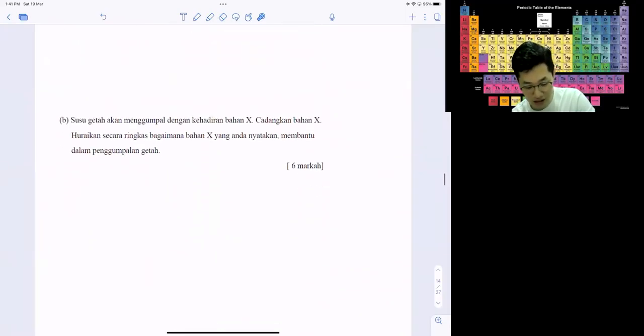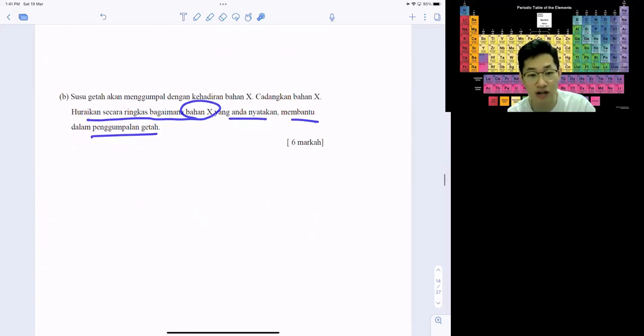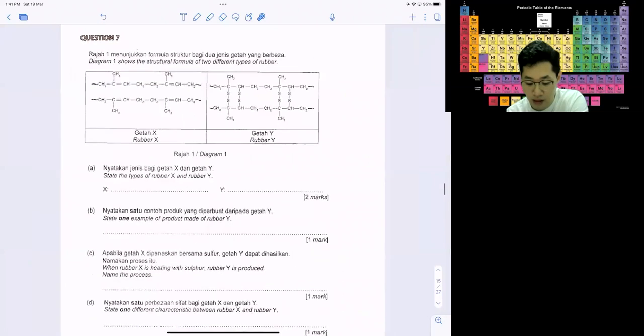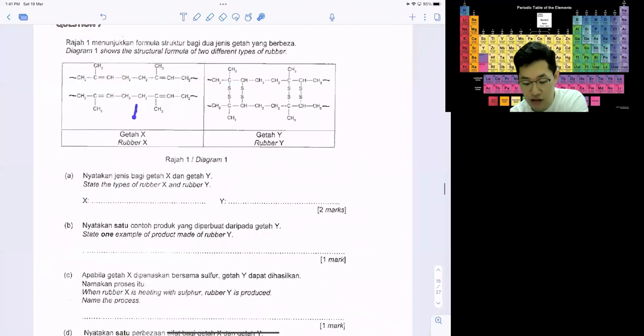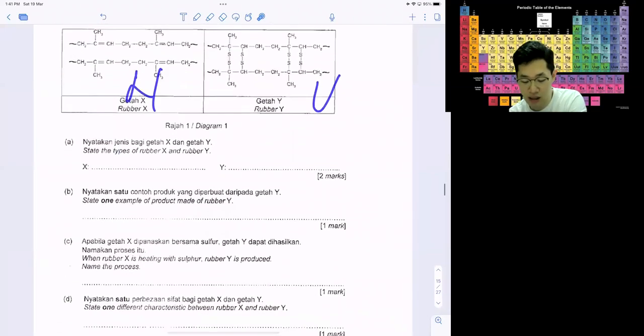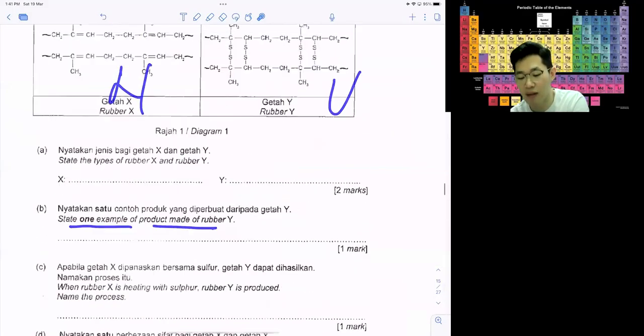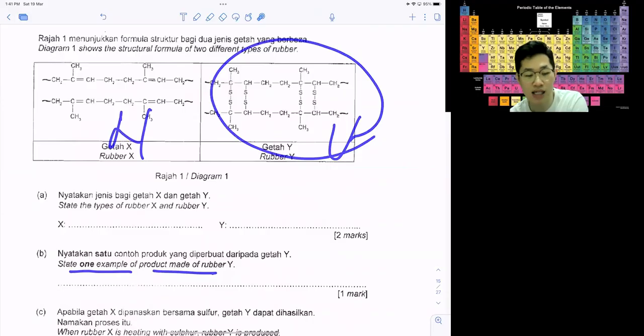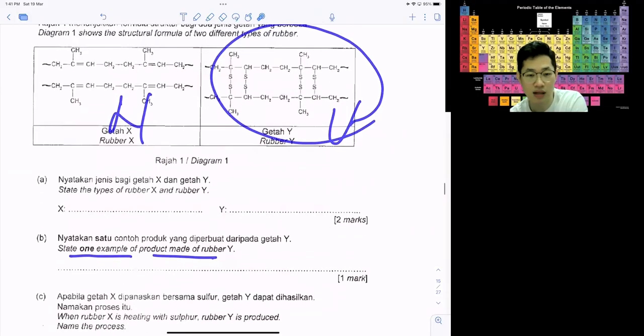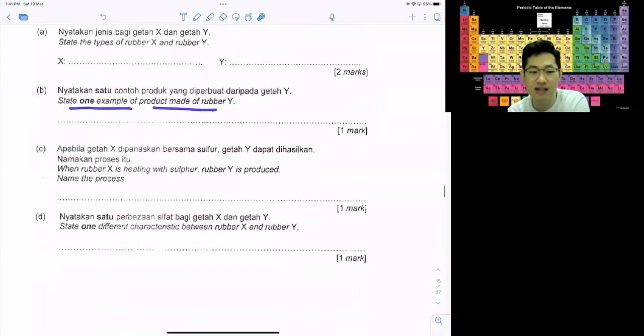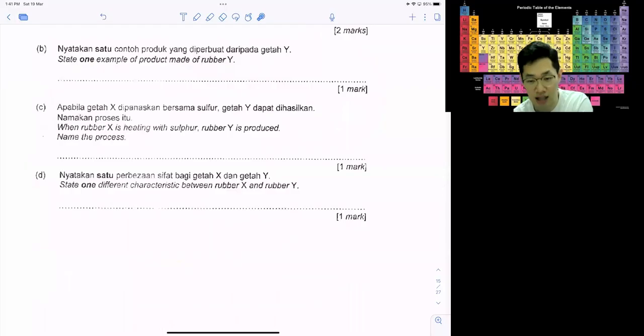Just the natural rubber. Huraikan secara ringkas bagaimana bahan X. This one no need. Coagulation of latex. Then this one natural rubber, vulcanized rubber. Then here, one example of product made of rubber wine. Give one example, please. Car tires, okay, tires.